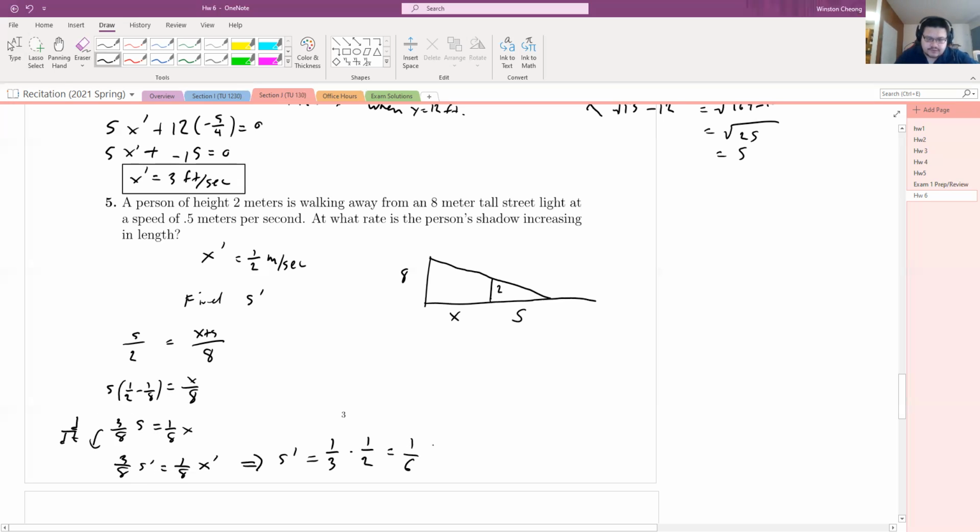And then, of course, we should write units. So in this problem, it's meters per second.